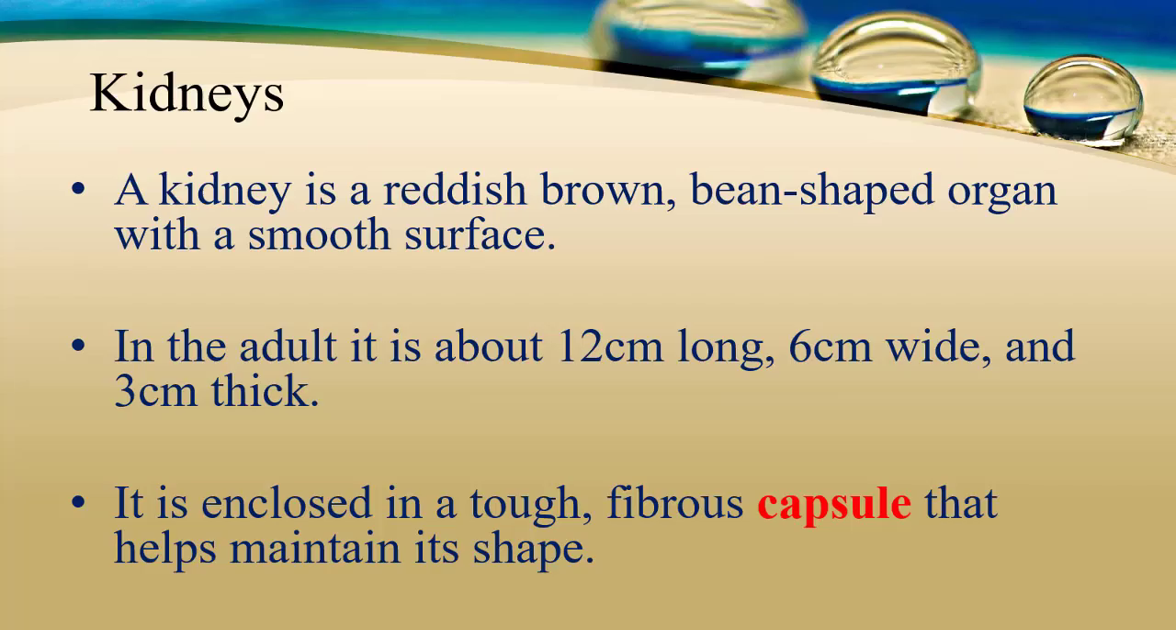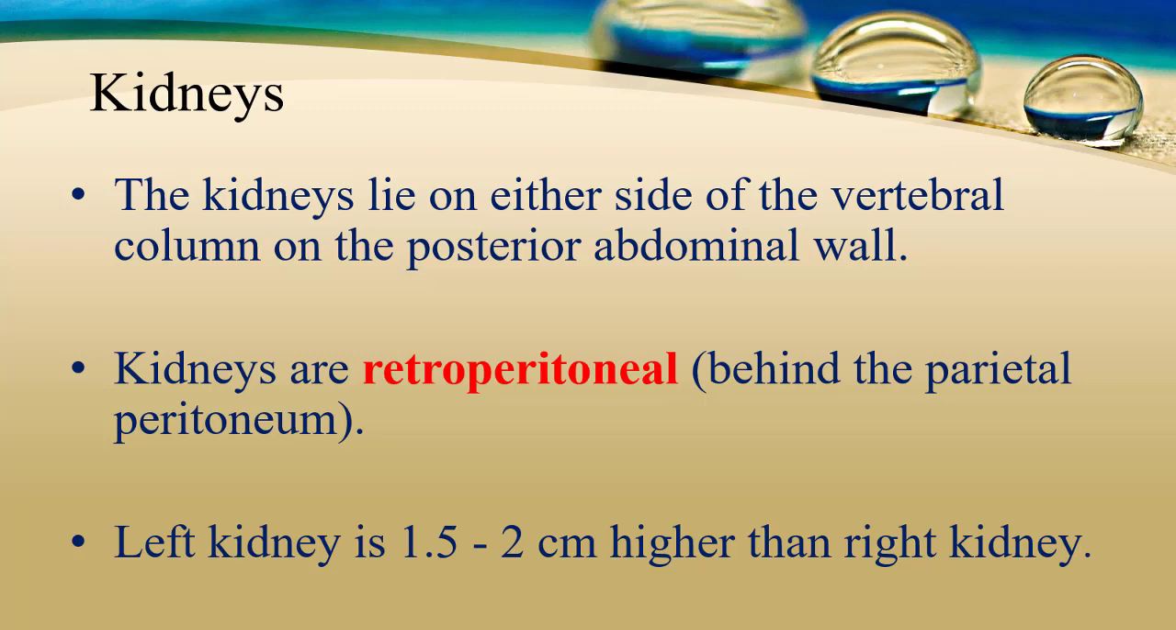We'll first start with the kidneys. The kidney is a bean-shaped reddish-brown structure with a fairly smooth outer surface. In a typical adult, it's about 12 centimeters long, about 6 centimeters wide, and about 3 centimeters thick. Each kidney is enclosed in a very strong, very fibrous capsule that helps the kidney to maintain that distinctive shape. The kidneys lie on either side of the vertebral column in the posterior abdominal wall.